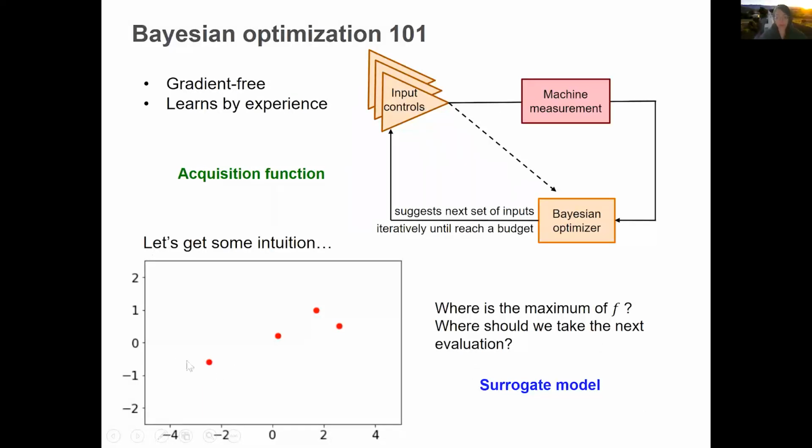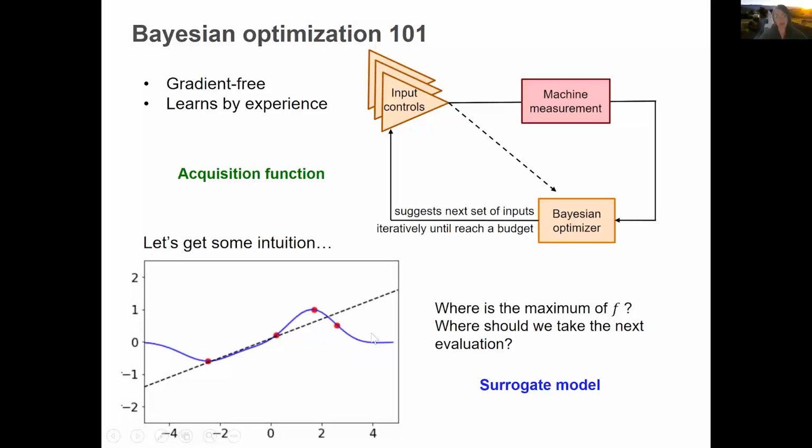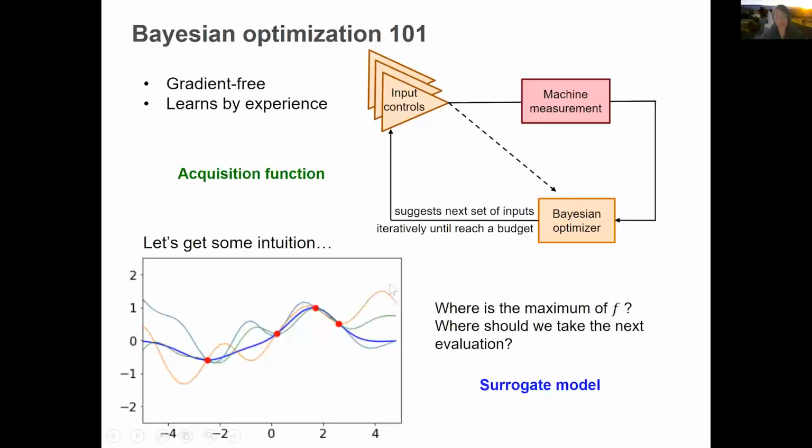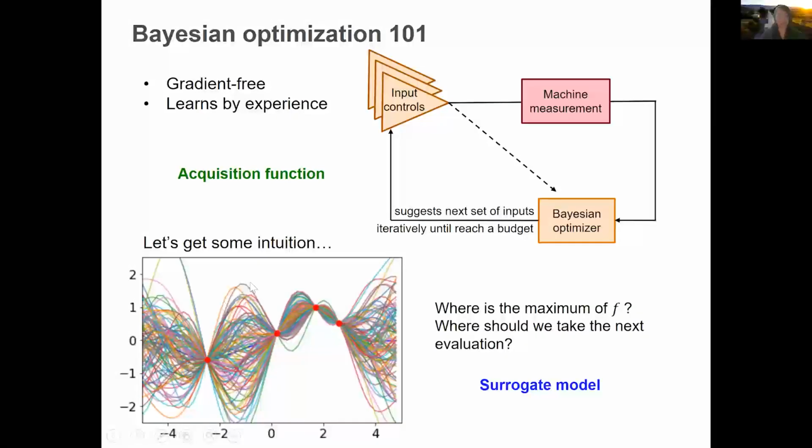If I have an unknown function here, which I sampled at 4 points, and I asked you, where is the maximum of f, and where should we take the next evaluation in order to find this maximum? Probably you would tell me, okay, if it's a linear function, maybe it's better to take the next evaluation here. But maybe it has this form of function, and it's better to take the next evaluation here to find the maximum, or maybe this one, or maybe that one, or even if we take 100 models, we have this one. And I think you understand where it's going.